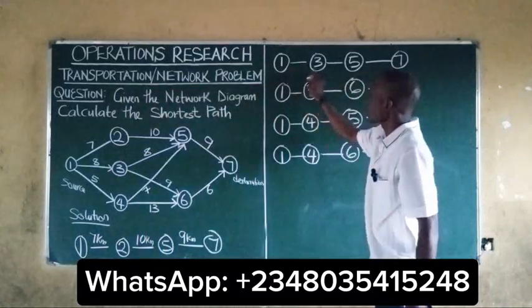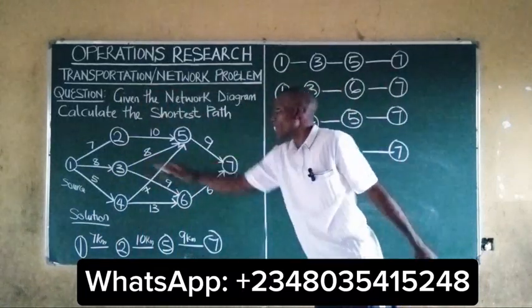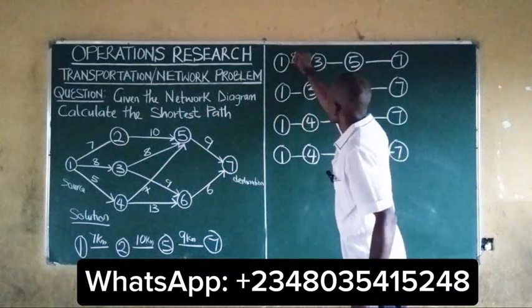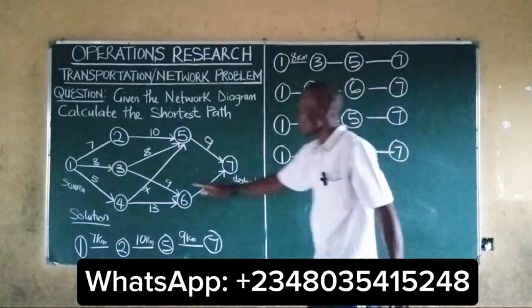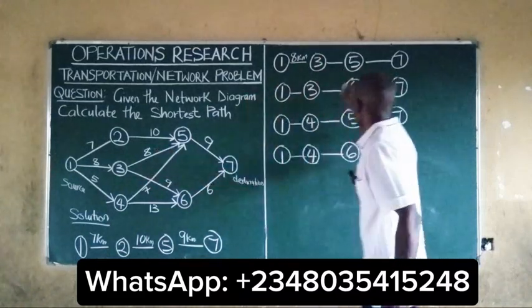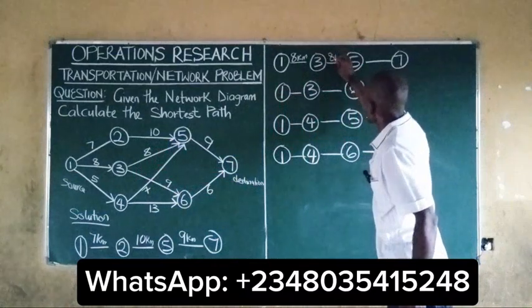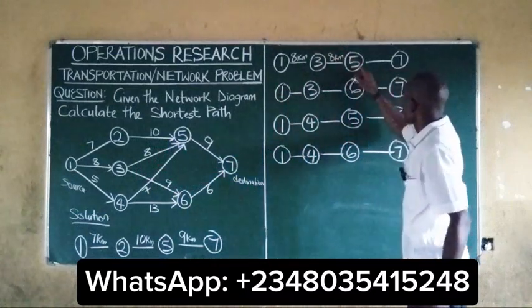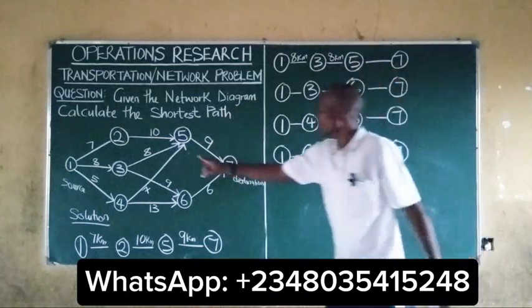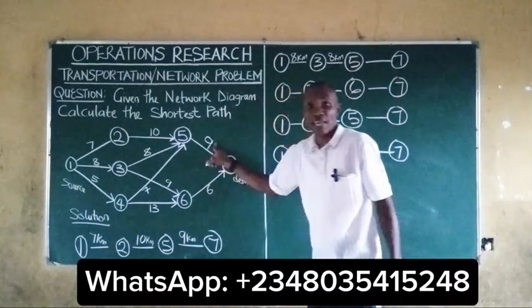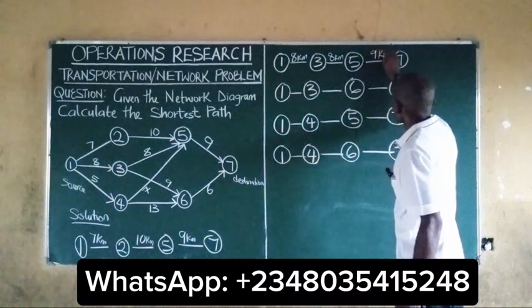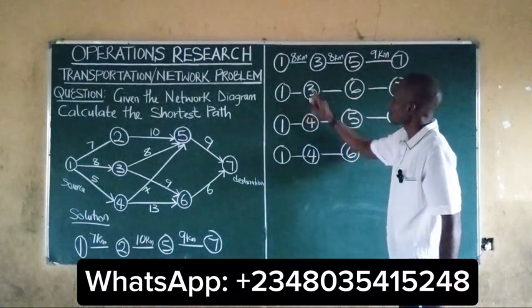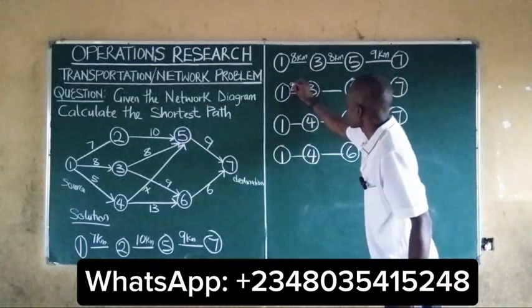Also, the distance from 1 to 3 is 8 kilometers. The distance from 3 to 5 is 8 kilometers again. The distance from 5 to 7 is 9 kilometers.